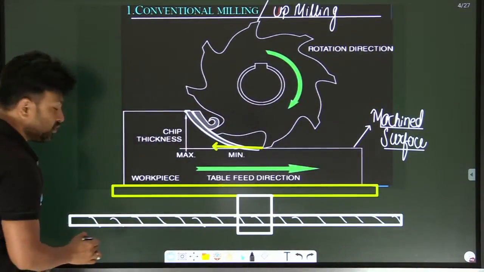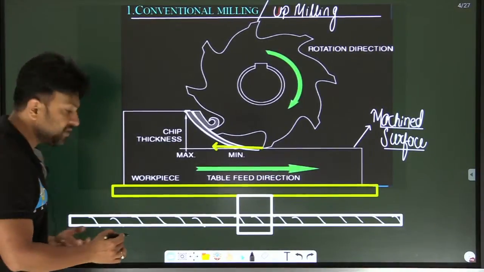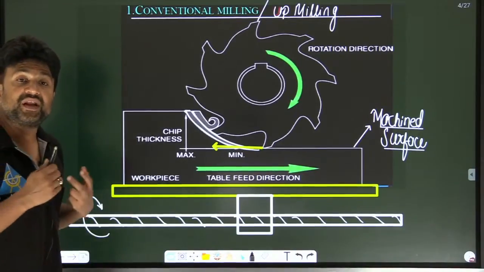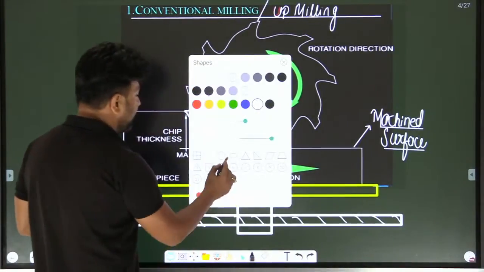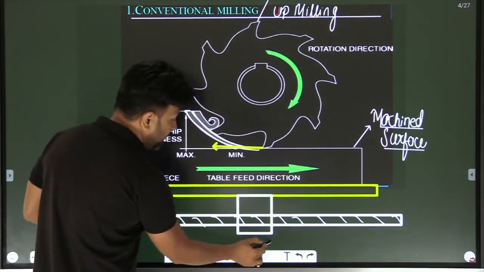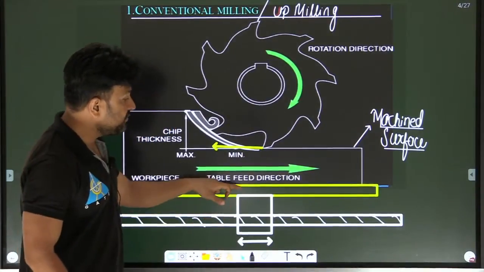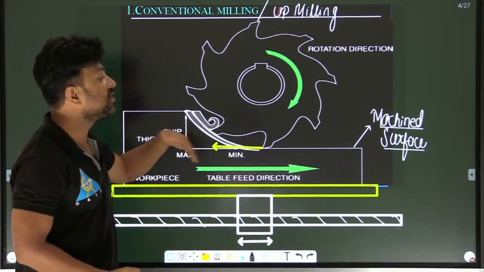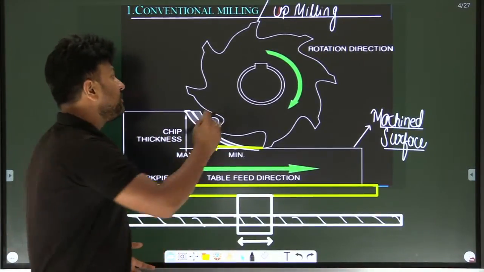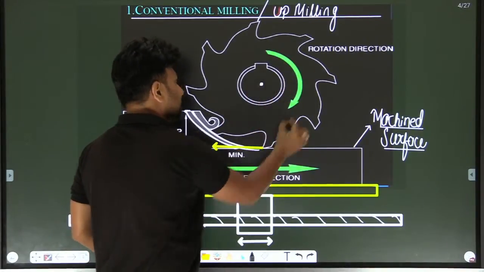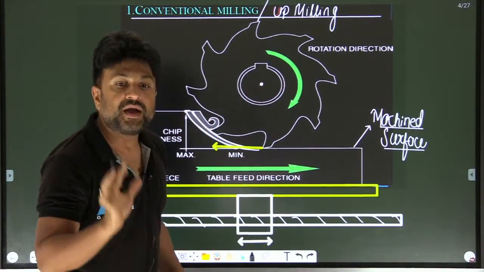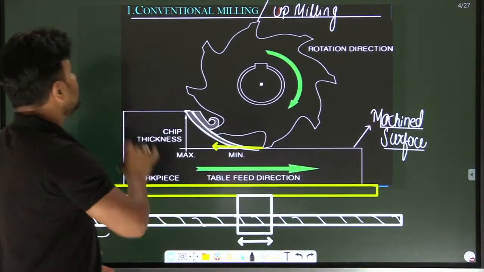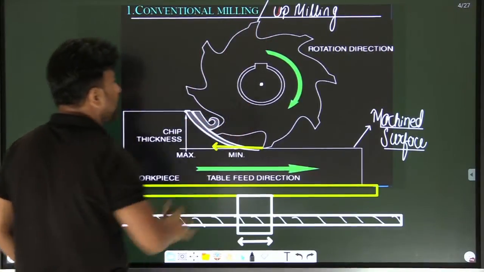Now, the lead screw will get power from the power source and it will rotate. When the lead screw rotates, the nut will do a linear motion. And above the nut, there is a work table. The work table will do a linear motion and the workpiece will do a linear motion. The milling cutter will rotate about its axis. Am I clear? Is the diagram crystal clear? So, do you understand conventional up milling?